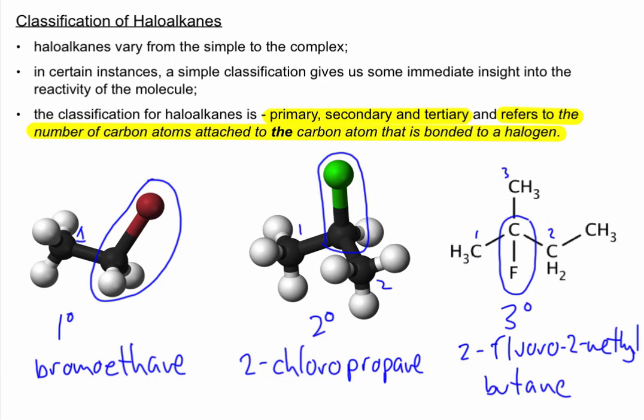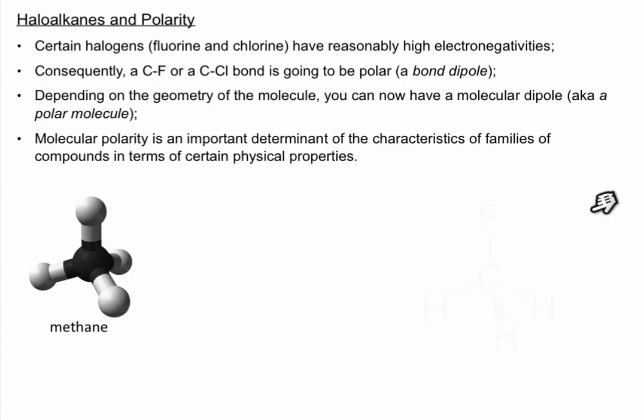And again, this classification will come back and show itself when we talk about reactions of haloalkanes. Finally, I want to talk about haloalkanes and polarity. Polarity is an important concept in all organic molecules because it's going to dictate some physical properties that we're going to talk about. So certain halogens, namely fluorine and chlorine, have reasonably high electronegativities. Therefore, a carbon-fluorine bond and a carbon-chlorine bond are both going to be polar, known as a bond dipole.